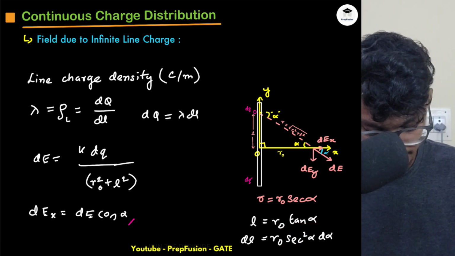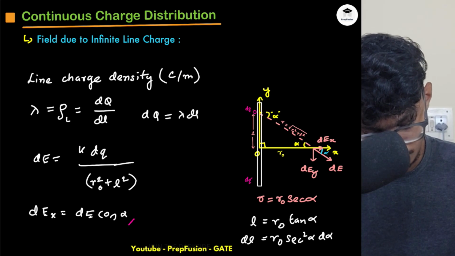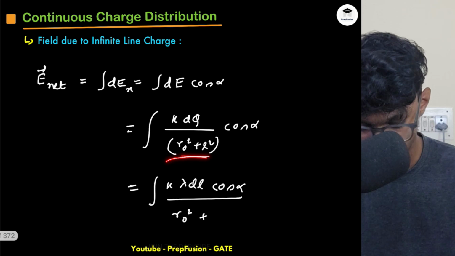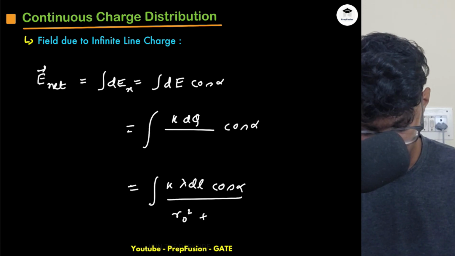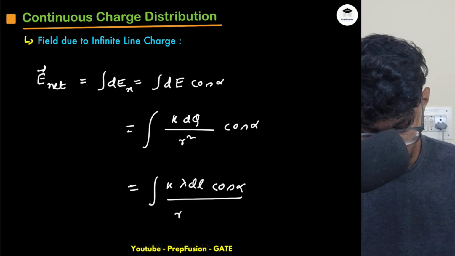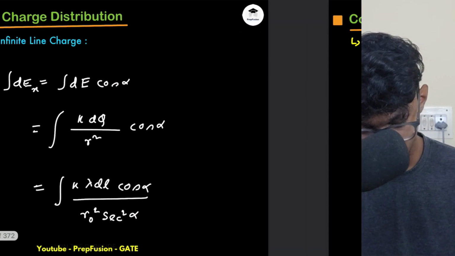So I can write this directly: R is equal to R naught sec alpha. So the bottom is basically R square only, right? This will become R naught square sec square alpha, right? Yeah, this will become R naught square sec square alpha.